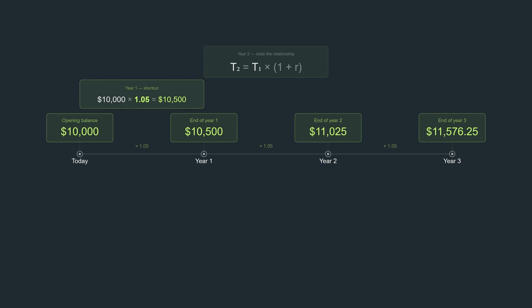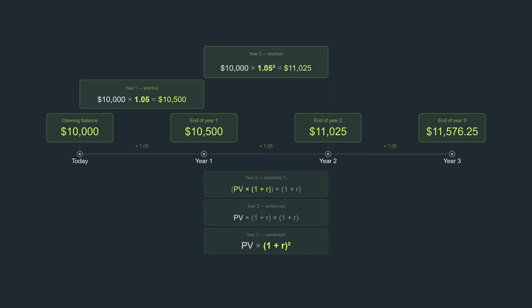And since our figure at t sub 1 already equals the principal multiplied by 1 plus the interest rate, we can substitute that in. That gives us principal multiplied by 1 plus the interest rate multiplied again by 1 plus the interest rate, which we can write more compactly as principal multiplied by 1 plus the interest rate squared. And if we plug in our numbers, $10,000 multiplied by 1.05 squared equals $11,025, just as we calculated a minute ago manually.